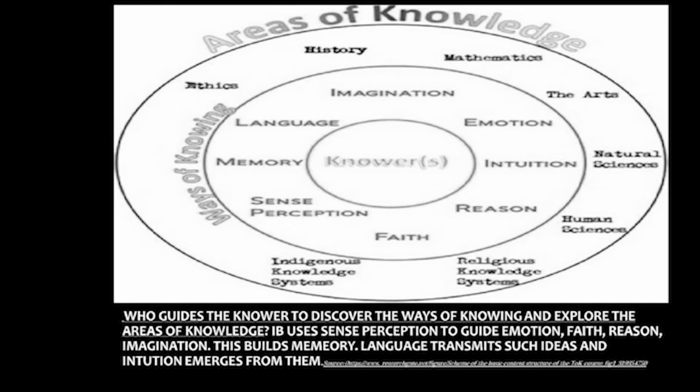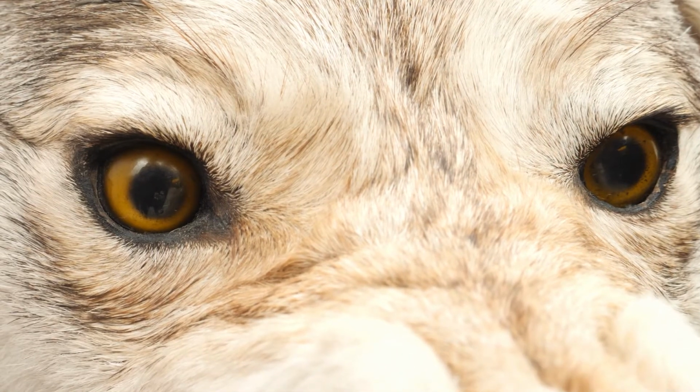Who guides the knower to discover the ways of knowing and explore the areas of knowledge? IB uses sense perception to guide emotion, faith, reason, imagination. This builds memory. Language transmits such ideas and intuition emerges from them. When you have yellow fever, your eyes become yellow like that of a wolf. Can we use sense perception to state that humans have yellow colored eyes? The skin tone of humans too, during this sickness, becomes yellow.